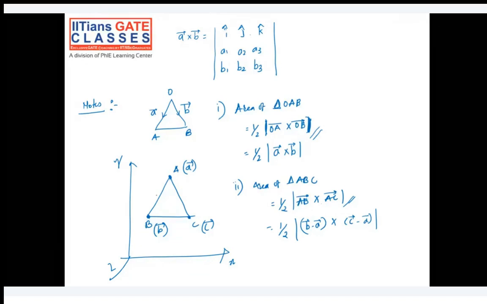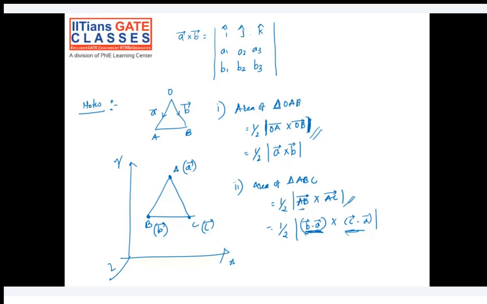Okay, but what is AB bar? It will be B bar minus A bar. Okay, and what is AC bar? AC bar is C bar minus A bar. Okay, that's all. So that's how you will calculate the area of the triangle.